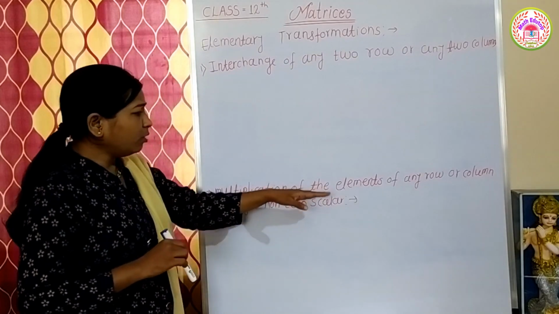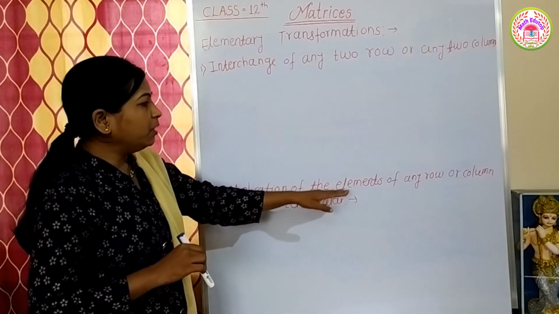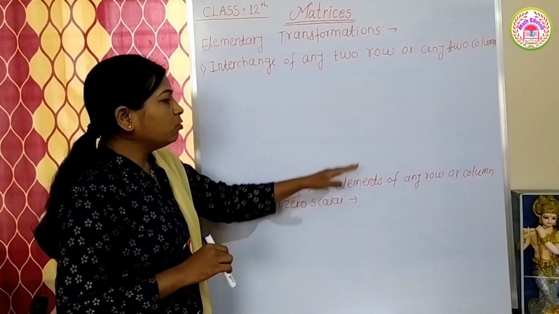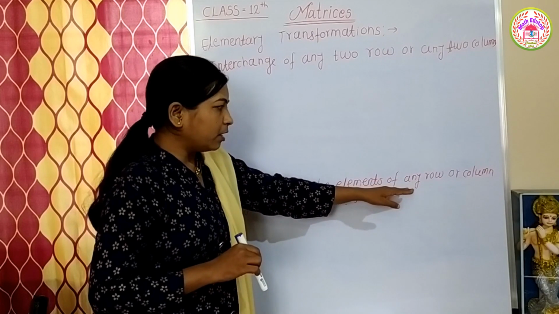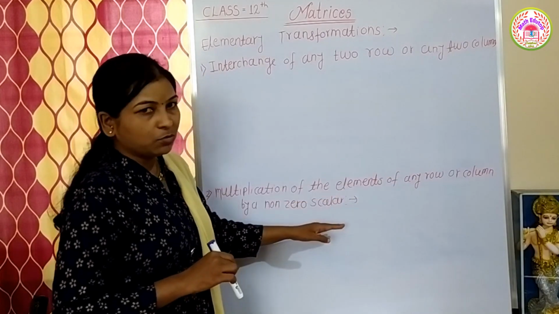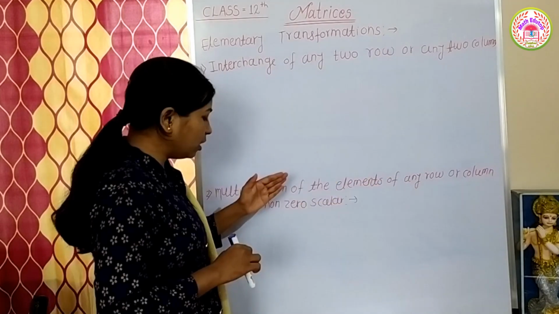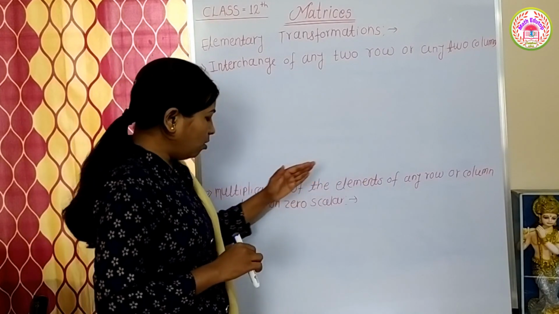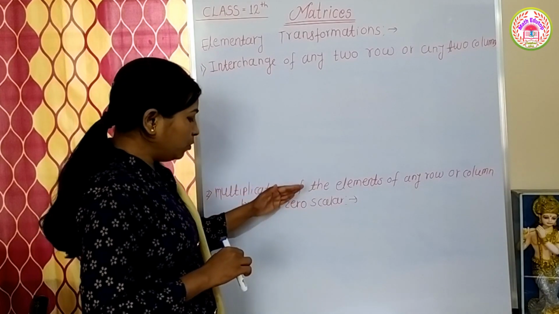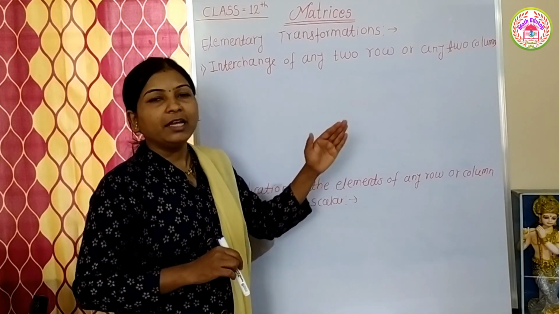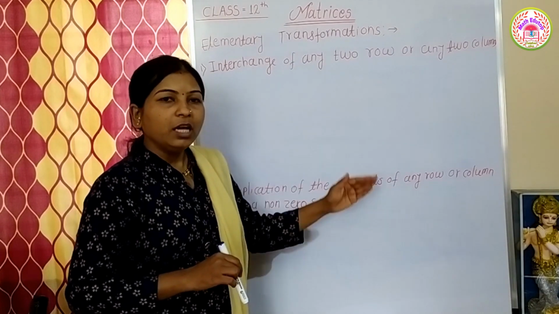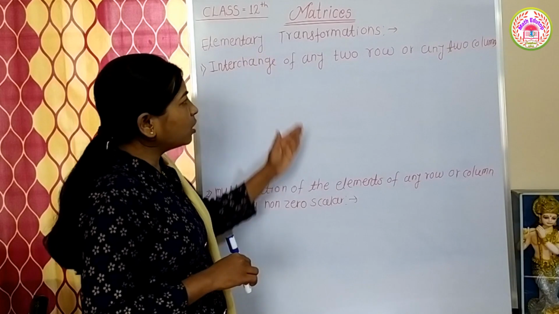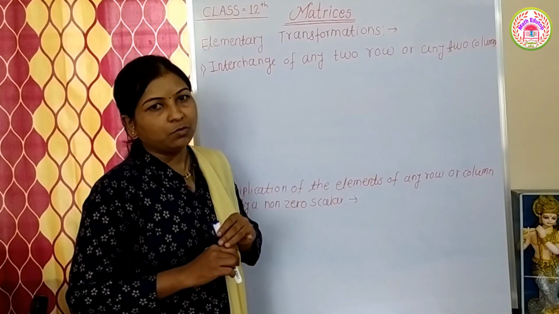The second is multiplying, that is, multiplication of the elements of any row or column by a non-zero scalar. So here also there is one row transformation and one column transformation. And the next one is adding the scalar multiple of all the elements of any row or column to the corresponding elements of any other row or column. There also is one row transformation and one column transformation. So three row transformations and three column transformations are there.